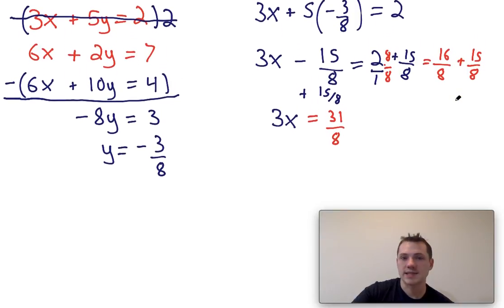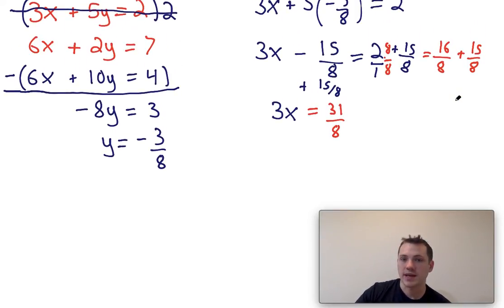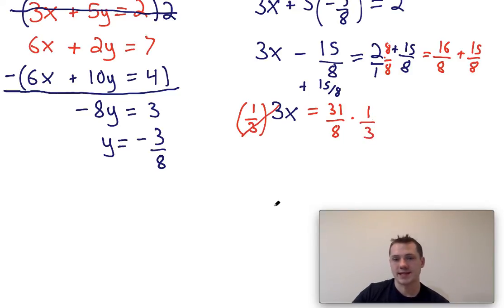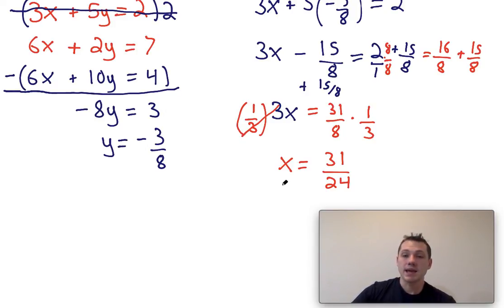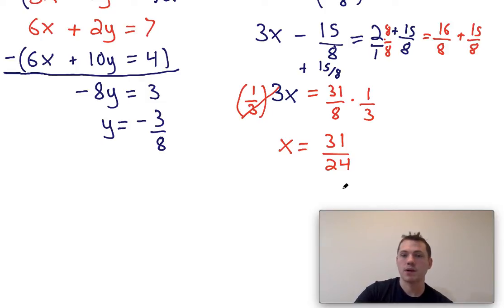What we have to do next is divide both sides by 3. However, since there's fractions, I prefer to think of multiplying both sides by 1/3. Because here, these 3's will cancel out. We'll just be left with x. And 31 times 1, multiplying fractions, you multiply straight across the top, and you multiply straight across the bottom. There's no need to find the least common denominator when you're multiplying fractions. And x equals 31 over 24.